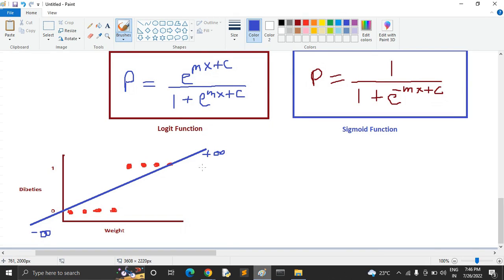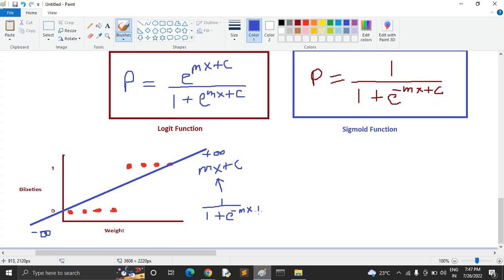So what we have done is, the formula of y is equals to mx plus c has been manipulated. We have implemented the sigmoid function on this formula of mx plus c, which is given by 1 upon 1 plus e to the power minus mx plus c. We have converted the equation of line to this particular formula, that is the sigmoid function.